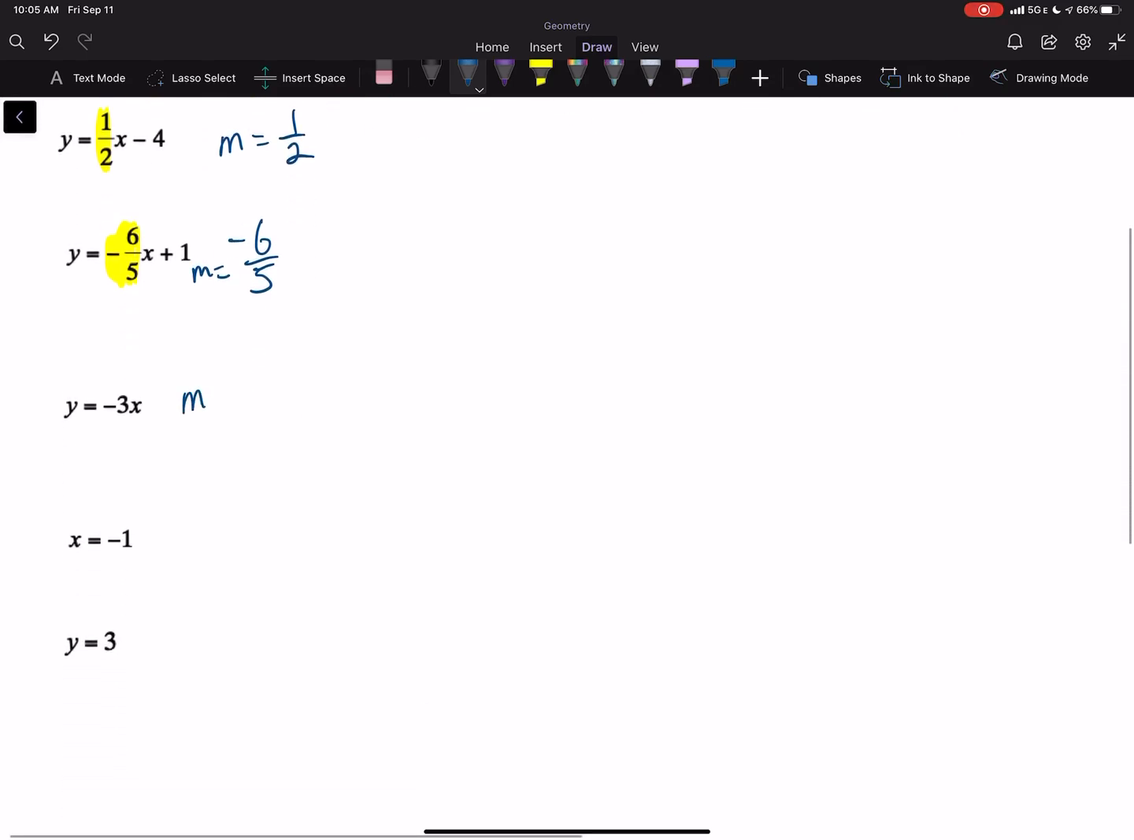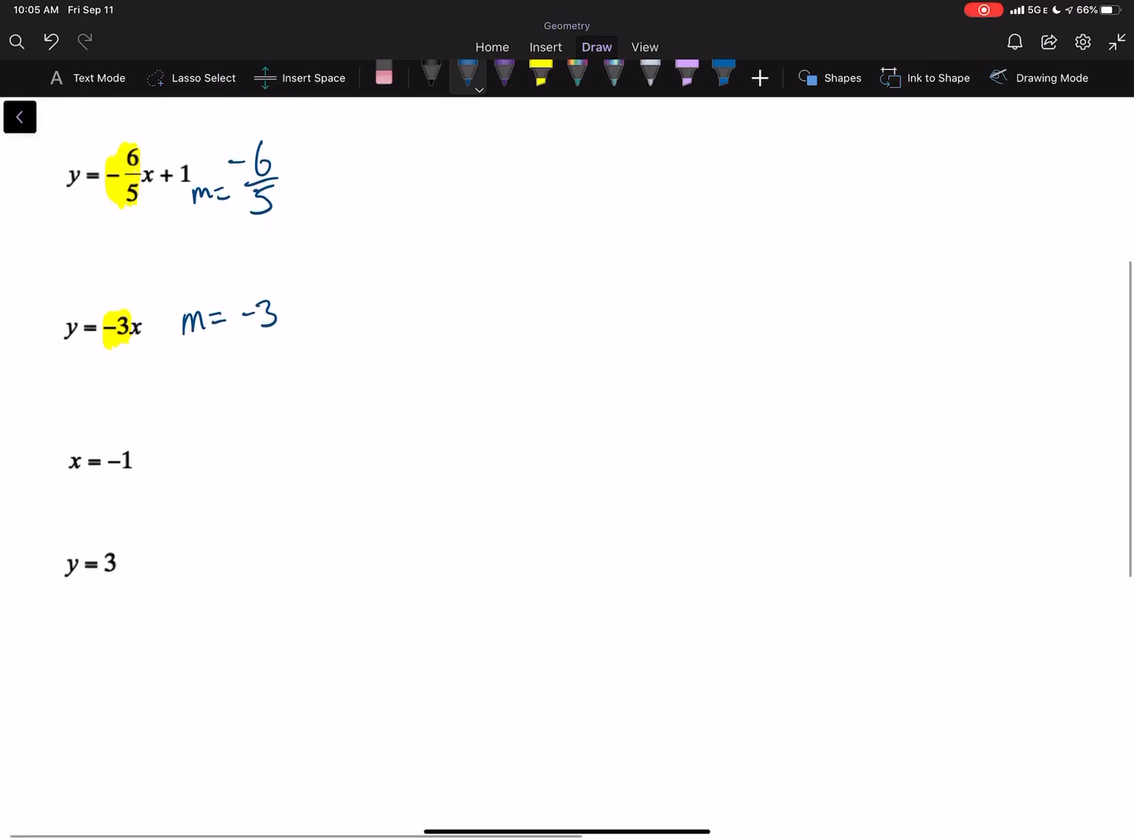All right, so m over here. Don't be fooled just because there's no additional stuff over here. There's no plus b. That's okay. We don't need that. We're only focused on the coefficient. So here it's just -3. So sometimes it's a fraction, sometimes it's a whole number.